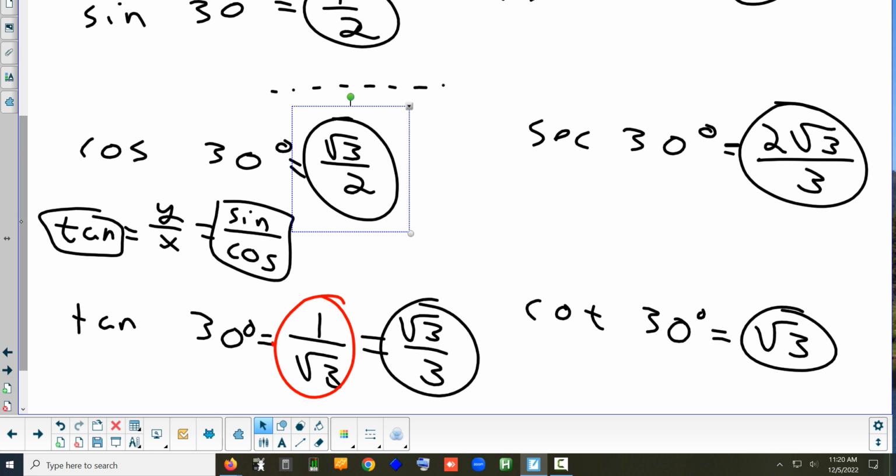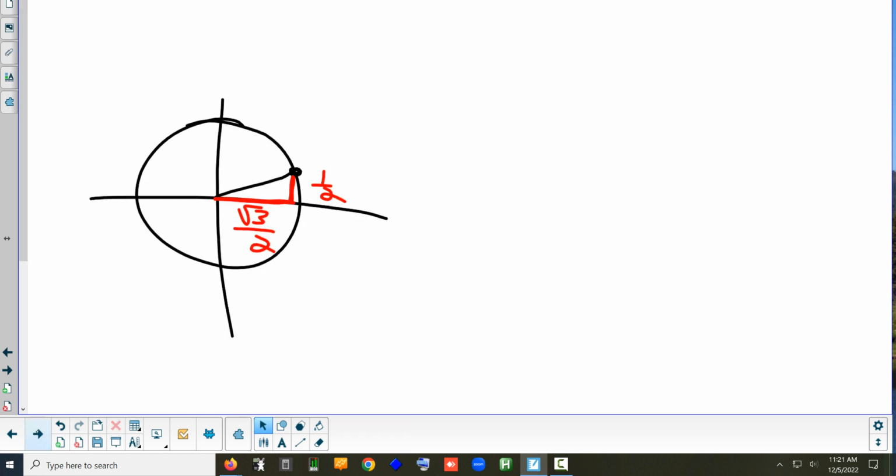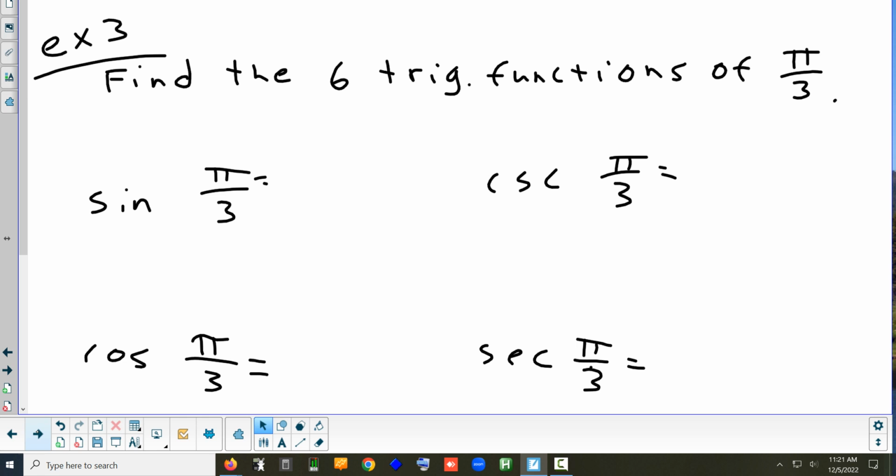Now, what's the difference between a 30 and a 60 in terms of the coordinate? 30 has, well, 60 is 30, but flip around. Right, the x and the y just switch places. So when you do the 6 trig functions of 60, you should expect all the same answers that you just got for 30, except everywhere there was an x, that becomes a y, and y becomes an x. So they're all going to switch places.